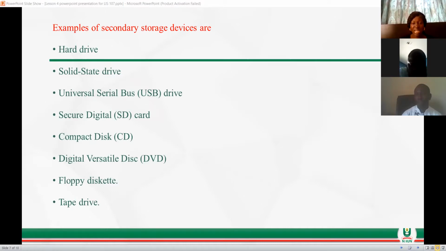You understand? It kind of has a shield that the hard disk drive does not have, so it's not easily corrupted. So the third one we have is our USB.